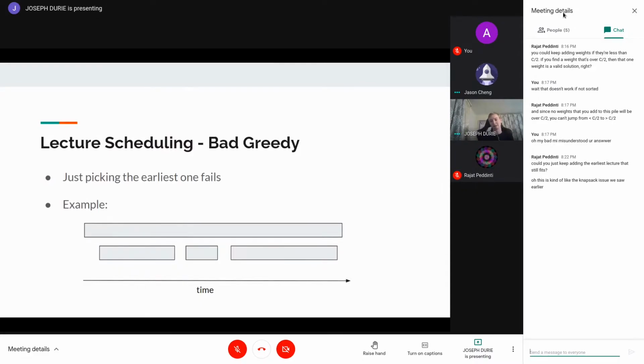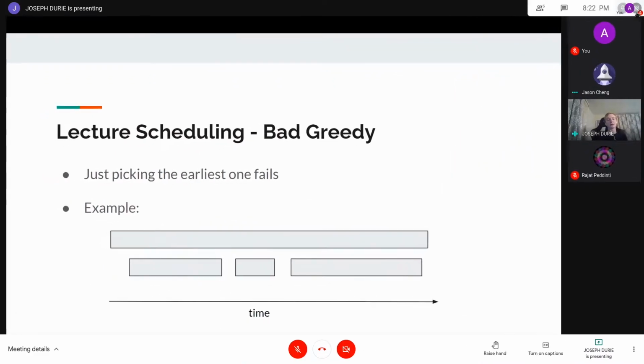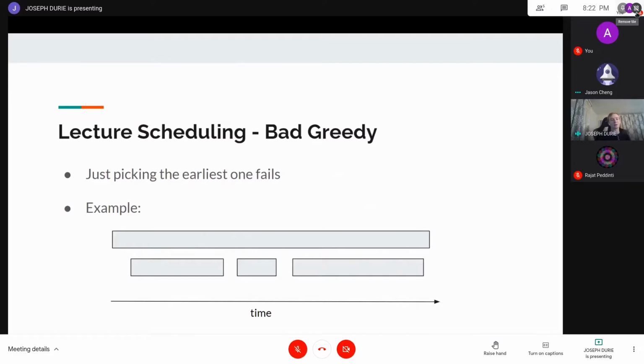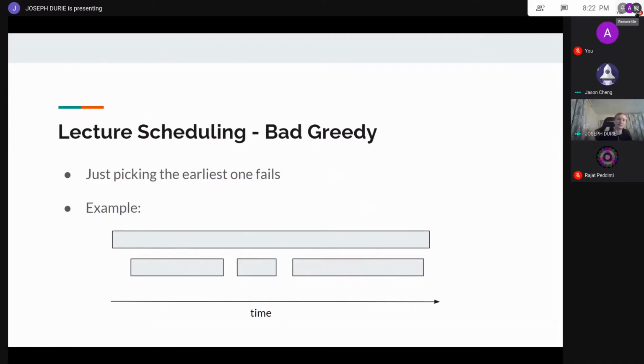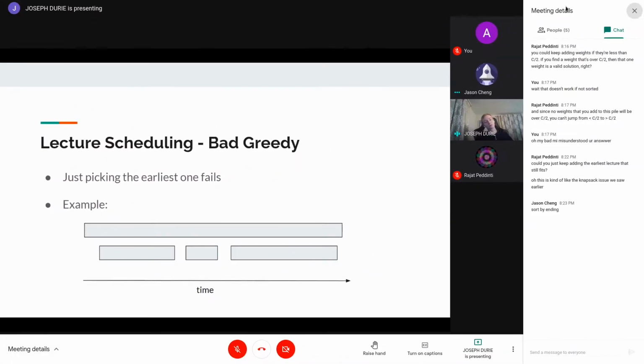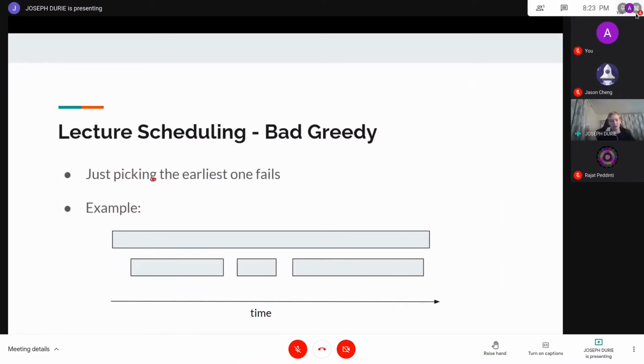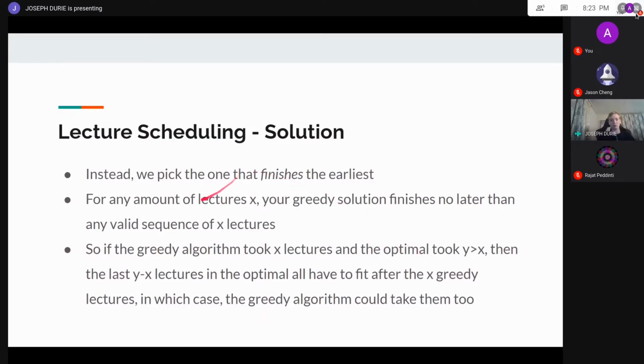So is there a slight modification we can do to this to make it work? This is very close to the optimal solution. Yeah, exactly. If we sort by the end point instead of the start point, then this just works out. So we pick the lecture that finishes the earliest.